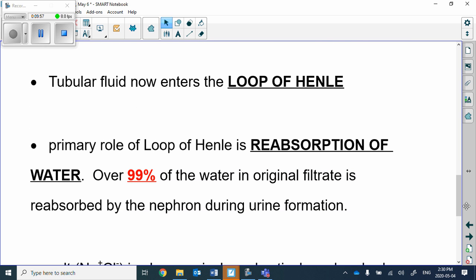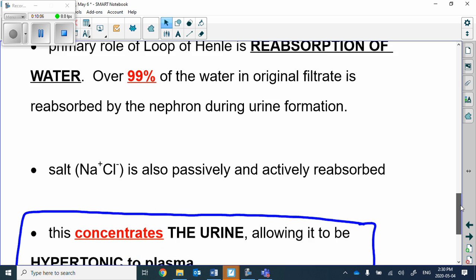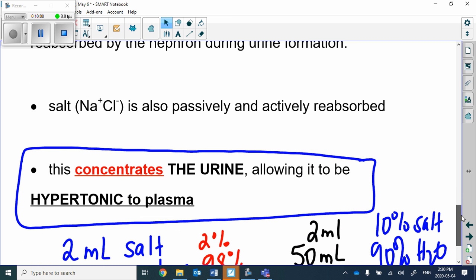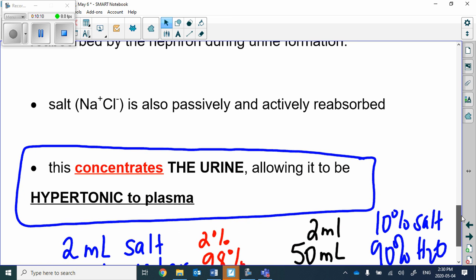So that tubular fluid now enters the loop of Henle. And the primary role of the loop of Henle is to reabsorb water. Over 99% of water in the original filtrate is reabsorbed by the nephron during urine formation. So salts, NaCl, so sodium ions and chlorine ions are also passively and actively reabsorbed. And this concentrates the urine, allowing it to become hypertonic to the plasma. And hypertonic, again, hyper means greater, tonic is strength.